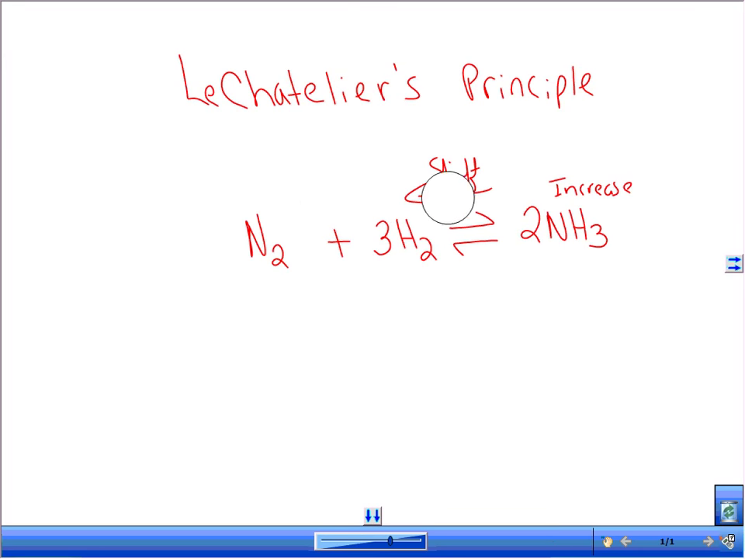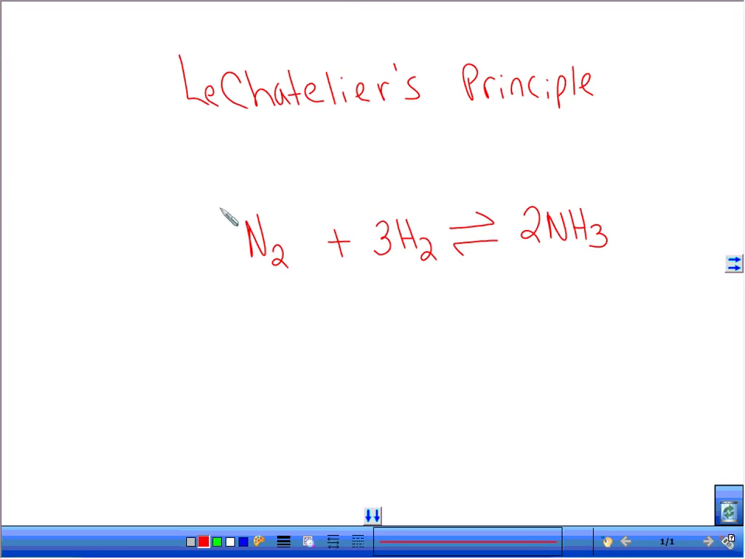The only thing that's going to affect the K, though, is temperature. So these things are going to shift, they're going to get back to their equilibrium state, and then the K will stay the same. The only thing that affects the K is a temperature change.